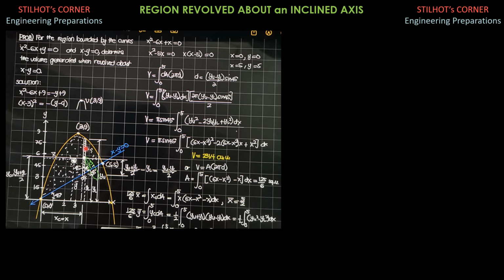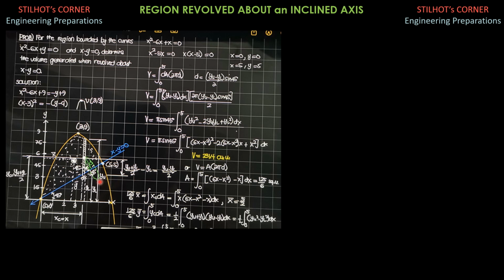Now for the area, we have upper y, which is the y of the parabola, and lower y, which is the y of the line. So the height, therefore, of this rectangular strip is upper y minus lower y. So if we solve this directly, because this is the inclined axis, the centroid of the rectangular strip is the average of the y-coordinate above and y-coordinate below. That is one half of quantity upper y plus lower y.